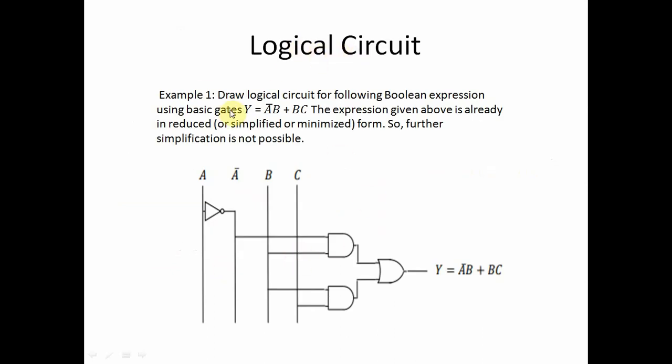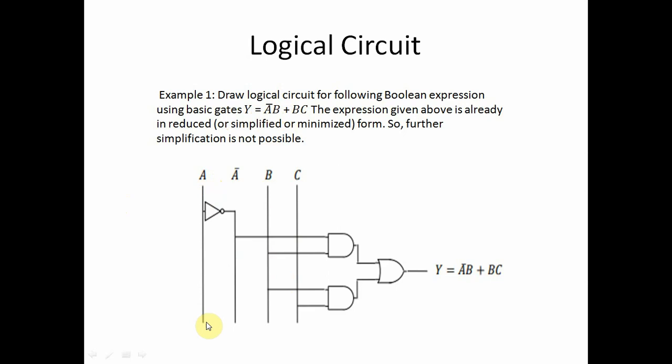Logic circuit. Now we will take the first example of a logic circuit. The example is: draw the logic circuit for the following Boolean expression using basic gates, y is equal to A bar B plus BC. This expression is already in reduced form, so further simplification is not possible. This is the given example of a logic circuit, y is equal to A bar B plus BC. So we will draw the logic circuit diagram.